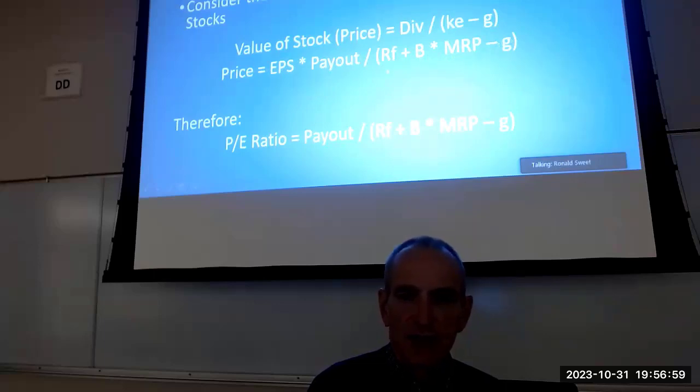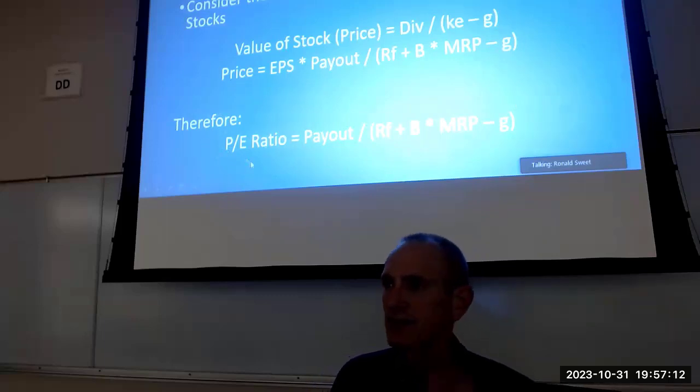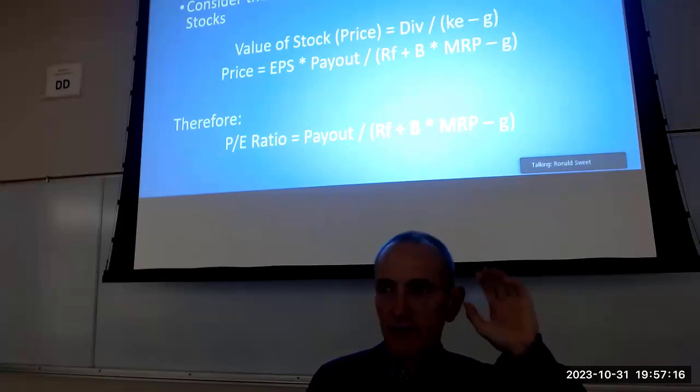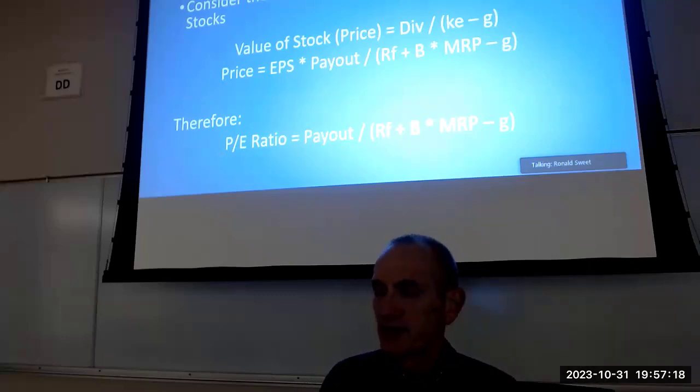How do we turn this into a PE ratio? We just divide both sides by earnings. And that gives you what? A PE ratio. I would memorize this. If you're interviewing for a job, this is a formula I would absolutely know off the top of my head. There's a massive amount of information in this formula.